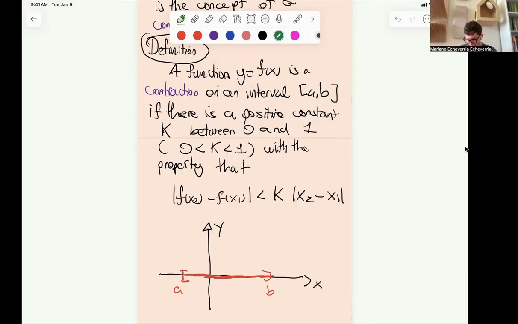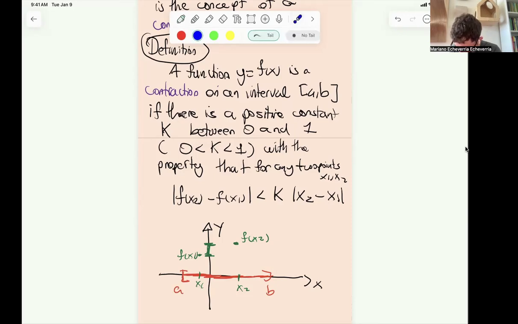What happens is that if you take, let's say, two points x1 and x2, for any two points on this interval, the idea is that the distance between f of x1 and f of x2 is less than the distance between x1 and x2. So the function shrinks the distance between the points. Okay.